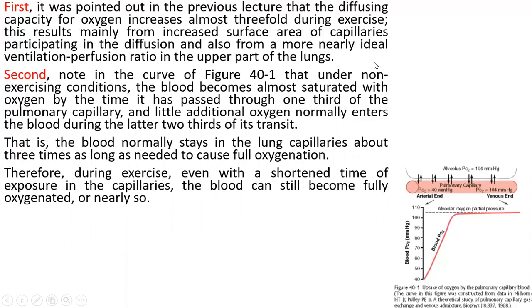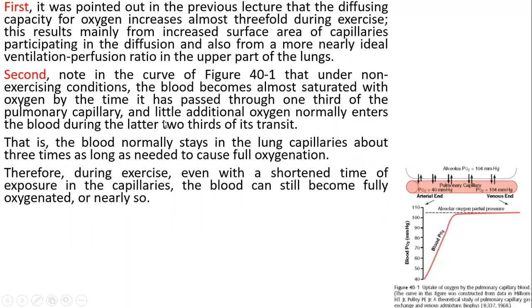هاي المحاضرة السابقة حكينا بيها بالديفيوزنج كاباسيتي مال الأكسجين which gets تغير بالاكسرسايز، طبعا ثلاث أضعافها. وحكينا إنه بالاكسرسايز تزداد surface area اللي هي available for diffusion، opening of new capillaries ونفس الcapillaries اللي مفتوحة يصير بها dilation.